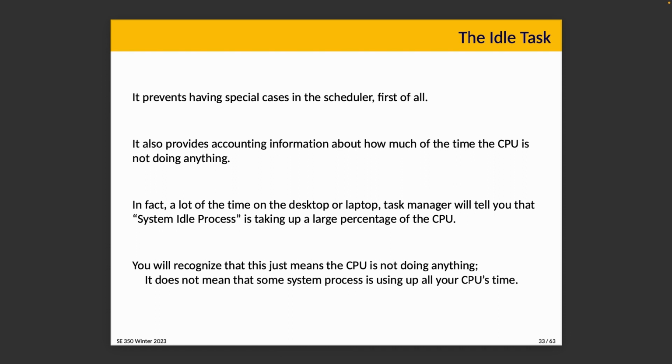Which is fine. In fact, a lot of the time, what you want on your desktop or your laptop is for Task Manager or equivalent to tell you that the system idle process or another idle task is taking up a large percentage of the CPU. That means the CPU is not doing anything. It doesn't mean that some internal system utility is using up all your time. There was an actual technology journalist named John Dvorak who wrote an article complaining about the system idle task using up all of his CPU, and he didn't understand why. And oh boy, not a good look for him. Not a good look at all.